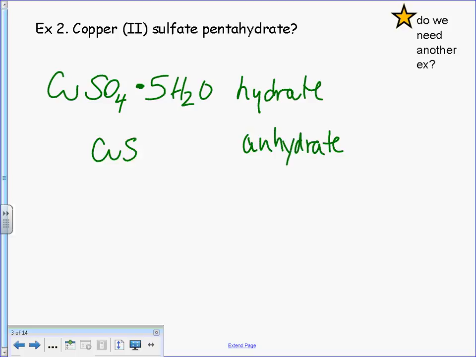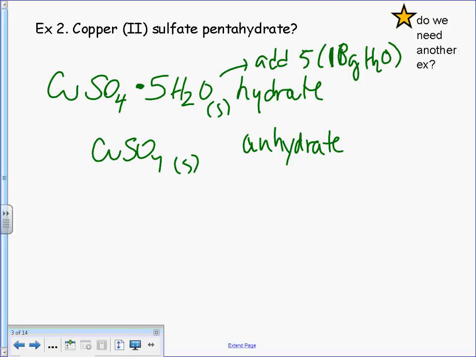Just straight up copper 2 sulfate, right. So this is a solid, and this is a solid. It's just that this is a hydrated solid. And then whenever you are adding up your mole masses, and you saw this yesterday in your lab, you just add 5 times 18 grams per water. You do not actually multiply the whole thing. I know that's a big mistake people make. So if I wanted to get the percent water in this compound, what would I do?